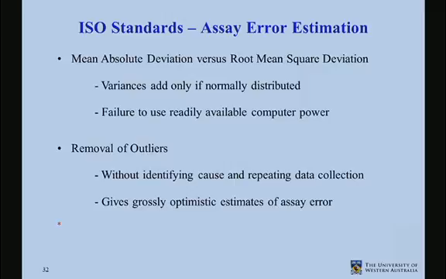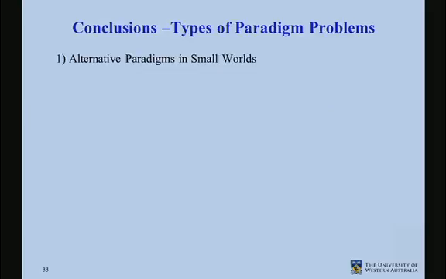And then types of paradigm problems, just to finish off. Ooh, sorry, I'm running over. You've got alternative paradigms in small worlds. The reason for that is lack of communication with colleagues. Partly it's due to industrial secrecy, though it's a little bit false in a way, because people keep on popping up from one company into another and taking their secrets with them.